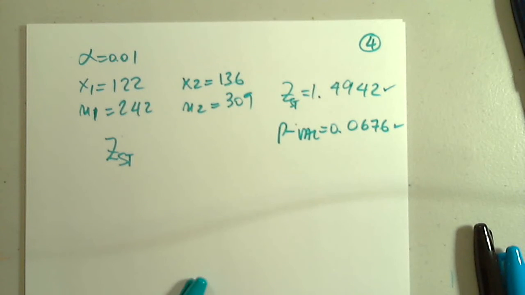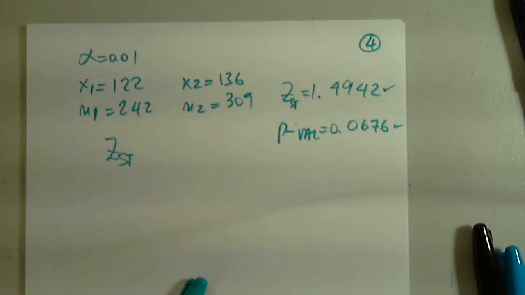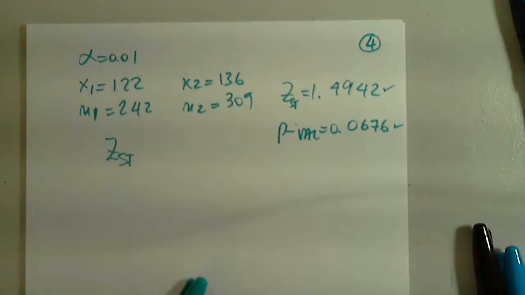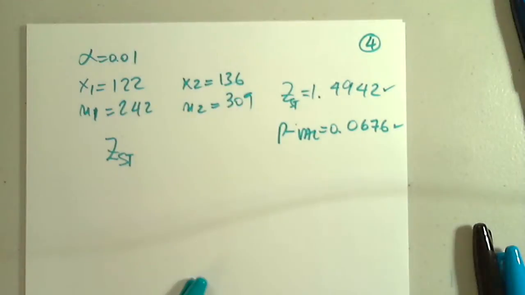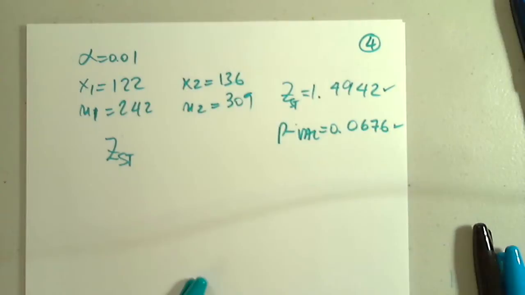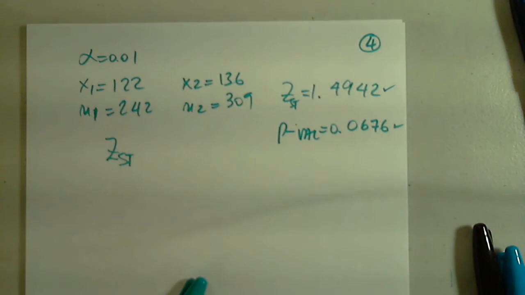So in stats, we go to tests and then 6. And we enter 122. And then, what do I have next? 242. And then 136. And then 309. And we want the greater than. And I like the graph to draw.